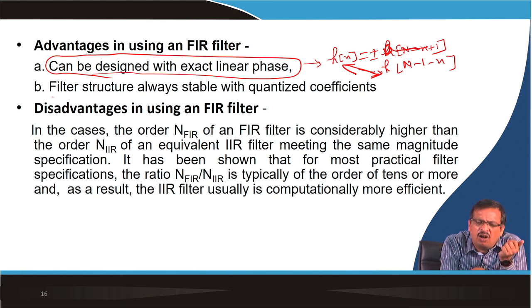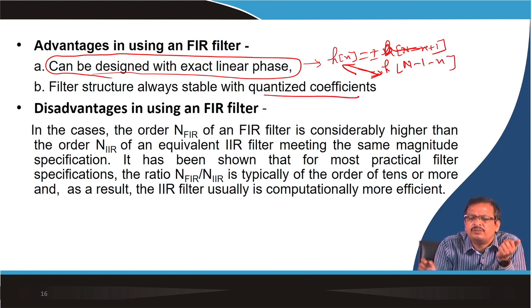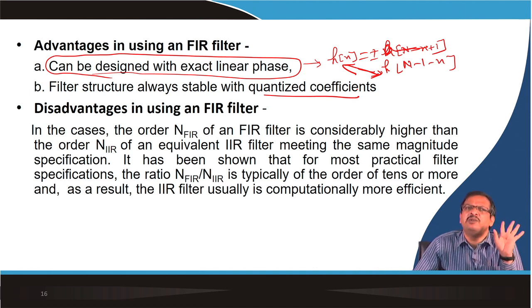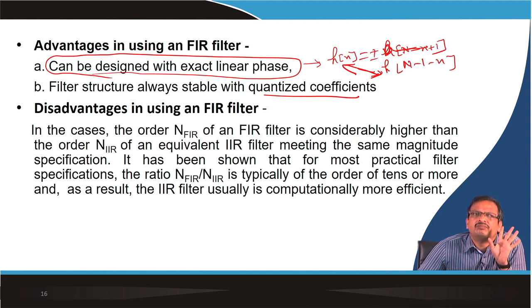The filter structure is always stable with quantized coefficients, because here in the pole-zero concept, all poles are at the origin, so they are guaranteed to be within the unit circle. So the filter structure is always stable. Now what is the disadvantage? The complexity.